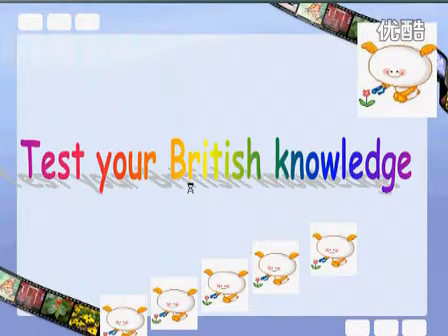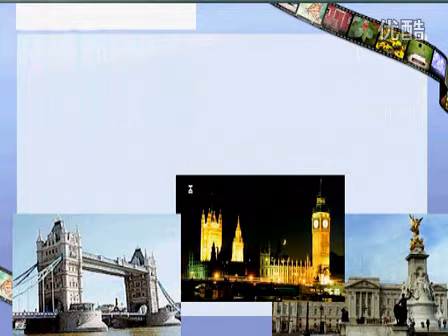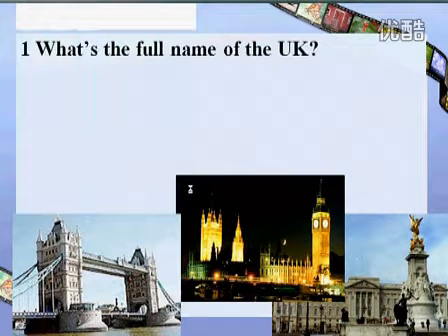Now, test your British knowledge. 检验一下你关于英国的一些常识 okay. Now look at the picture, okay. Now, what's the full name of the UK? UK 的全称是什么 okay? Maybe some students have heard of this.